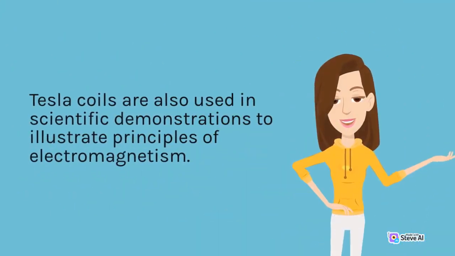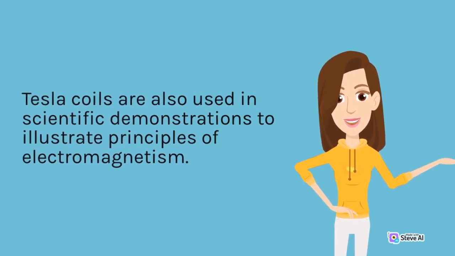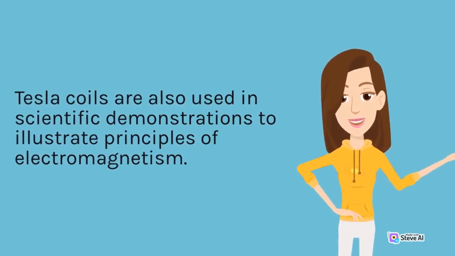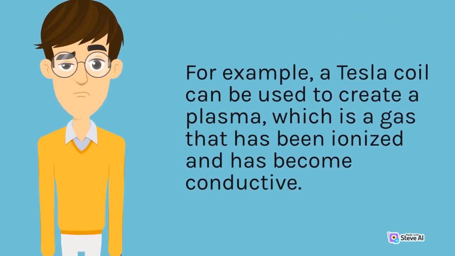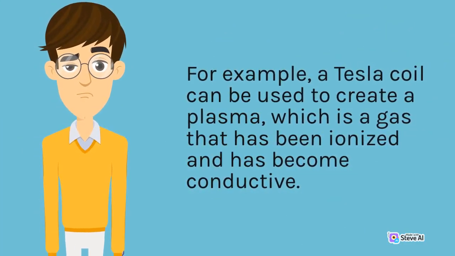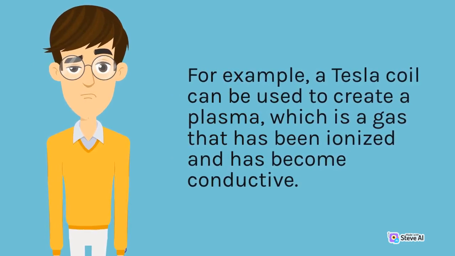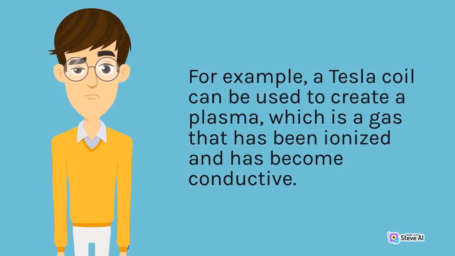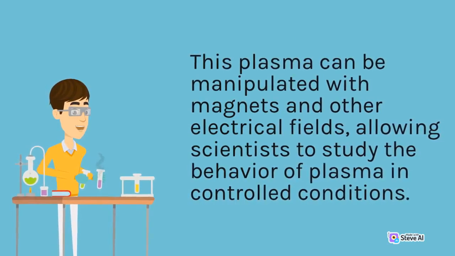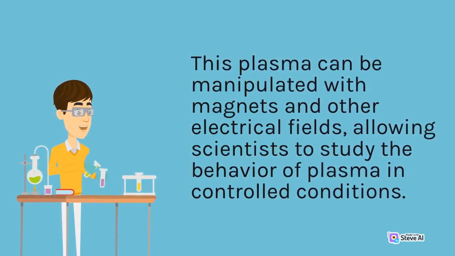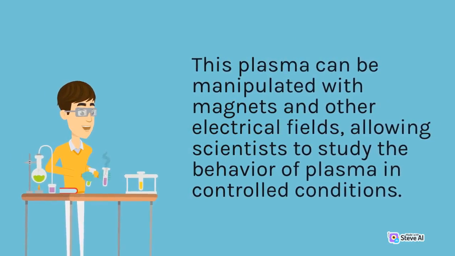Tesla coils are also used in scientific demonstrations to illustrate principles of electromagnetism. For example, a Tesla coil can be used to create a plasma, which is a gas that has been ionized and has become conductive. This plasma can be manipulated with magnets and other electrical fields, allowing scientists to study the behavior of plasma in controlled conditions.